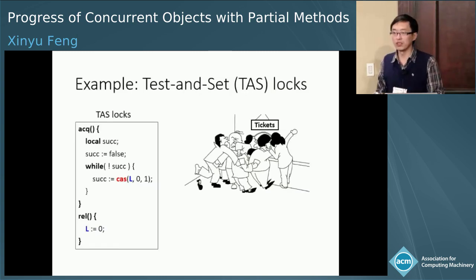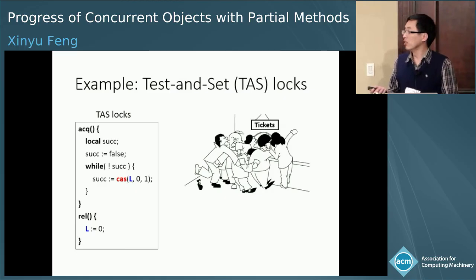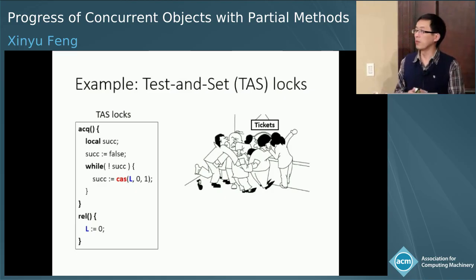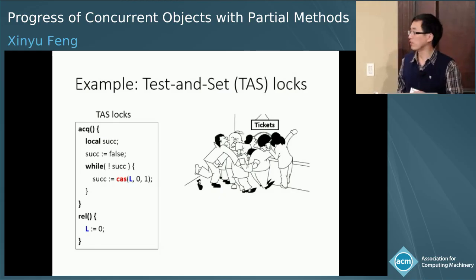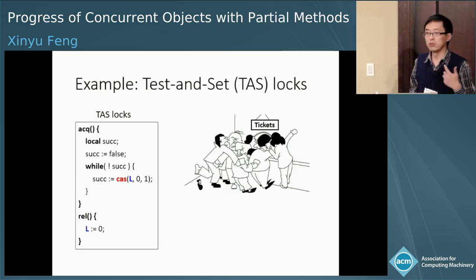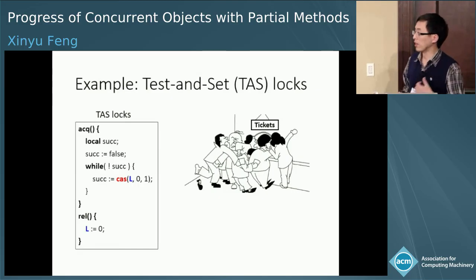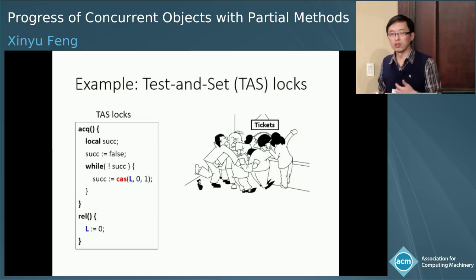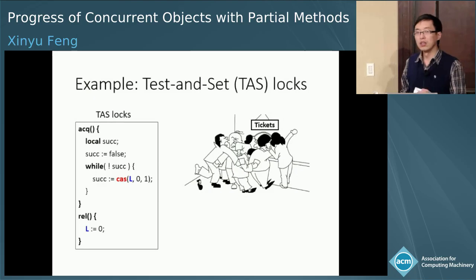So here we have different examples. We have the so-called test-and-set locks. Here we use this atomic compare-and-swap instruction to implement the lock. If the lock bit L is 0, which means it's available, atomically we set it to 1 to acquire the lock. Otherwise, we do another round of the loop to retry. So this is a simple implementation of a spin lock, and we know it's not fair, so it may cause starvation.